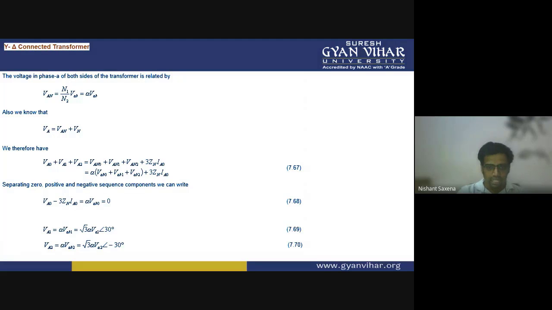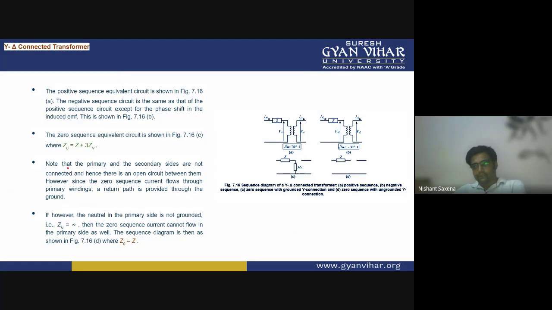Now, from equation number 7.68, it is clearly seen that the zero sequence component for phase A will be equal to 0 because IA0 is equal to 0 in the primary side. Therefore, only the positive and the negative sequence components will exist, which will be given by root 3 alpha VA1 with an angle of 30 degrees and root 3 alpha VA2 with an angle of minus 30 degrees, for the positive and negative sequence components of phase A for the primary side respectively.